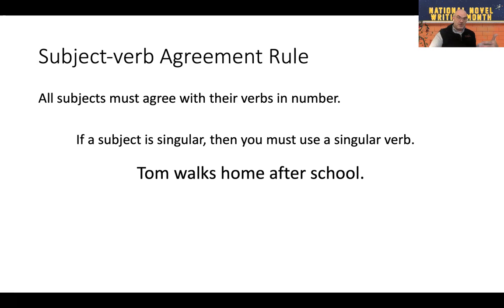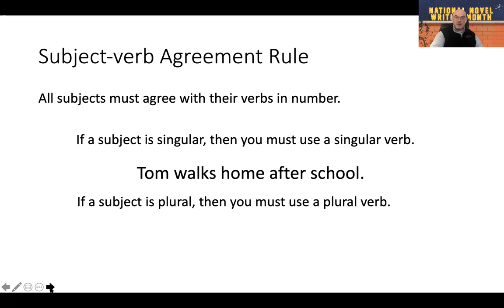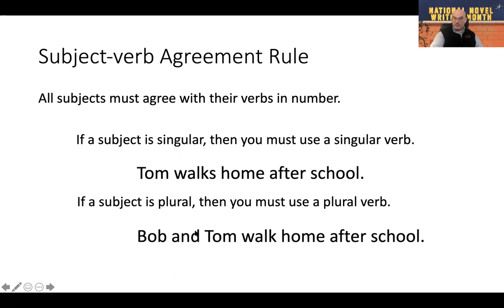A singular noun will have no S, and a singular verb will have an S. So walks is the singular form of this verb that goes with Tom, right? Now, if our subject is plural, however, then we have to use the plural verb to go with it.